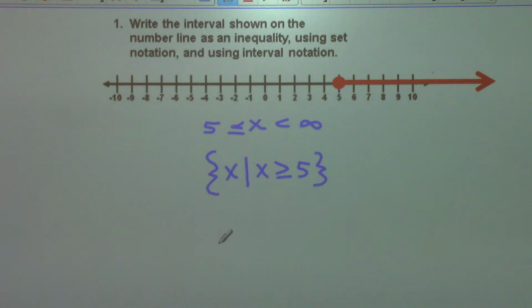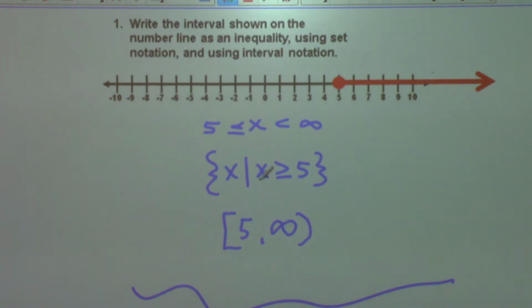Now interval notation, how do we do that? Bracket, 5, comma, infinity. So we have inequality, set, and interval notation. Questions on that?